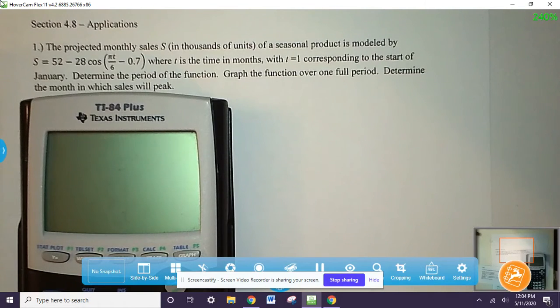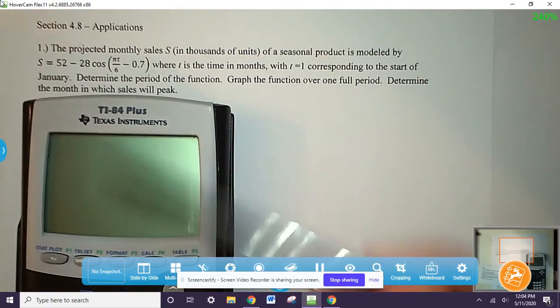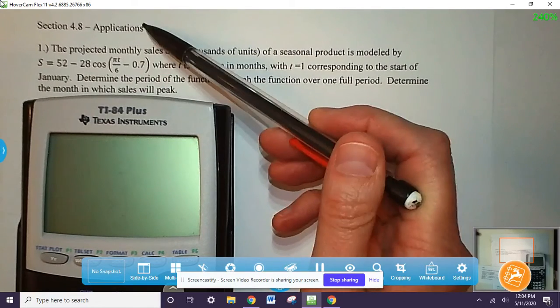Now that we've finished section 4.7, we're gonna do a little bit of 4.8 just for today. And 4.8 is applications of graphs of trig functions. Applications is code for word problems.